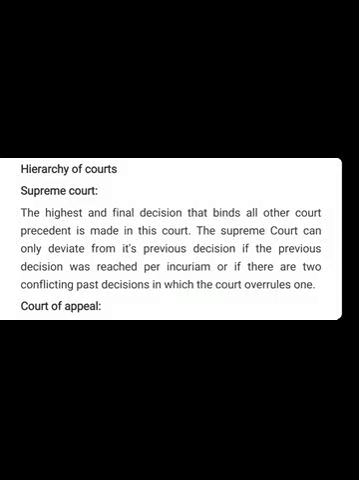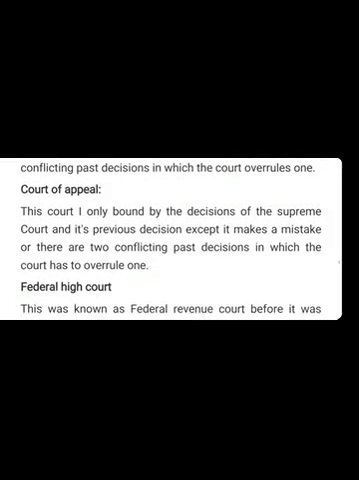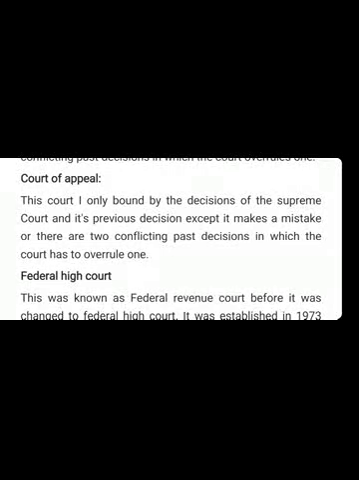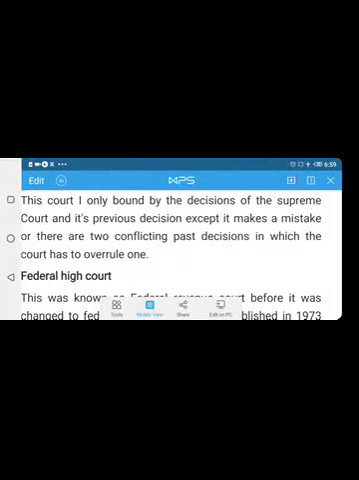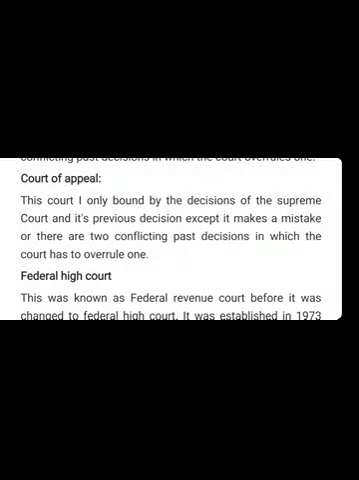When we say per incuriam, what do we mean? Probably it was reached by mistake, or they did not get the correct or complete file when that decision was reached, or there are two conflicting past decisions in which the court has to overrule one. That takes us to the Court of Appeal. Now, the Court of Appeal is only bound by the decision of the Supreme Court and its previous decision, except it makes a mistake or there are two conflicting past decisions in which the court has to overrule one.